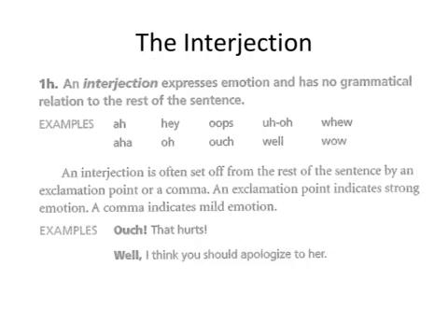And lastly, an interjection expresses emotion and has no grammatical relation to the rest of the sentence. So examples are oh, ah, oops, aha. So this is often set off from the rest of the sentence by an exclamation point, which would be this guy right here, or a comma. So again, an exclamation point indicates a strong emotion, and a comma indicates a mild emotion. Like, ouch, that hurts, or, well, I think you should apologize to her.